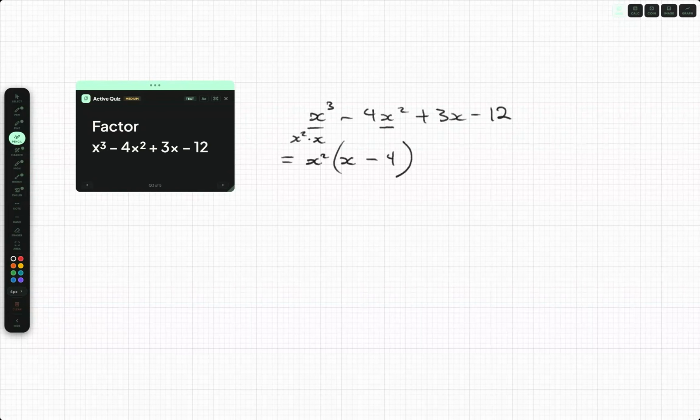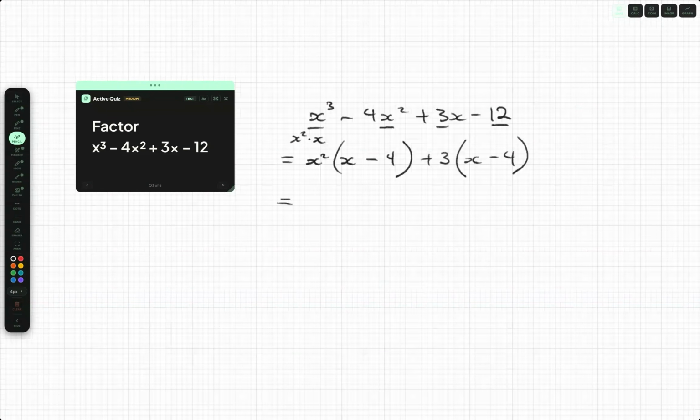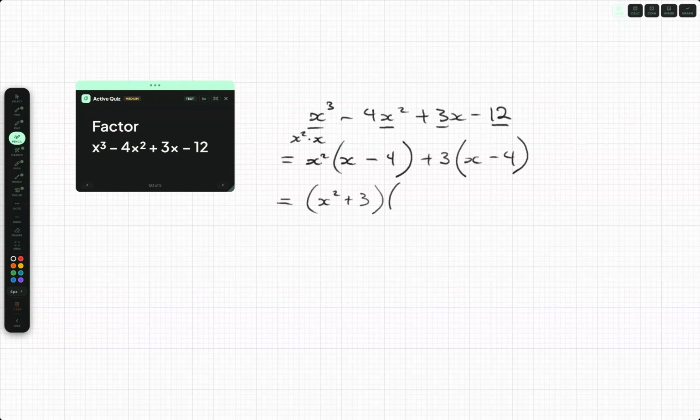Alright, what's the common factor between these two? They don't share a pronumeral, but they do share a common factor in both these numbers are multiples of positive 3. So we can pull out the positive 3. 3x divided by 3 is just x, and negative 12 divided by 3 is negative 4. The end result is x squared plus 3 multiplied by x minus 4. And we're done.